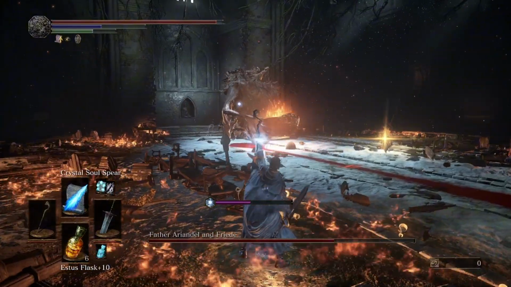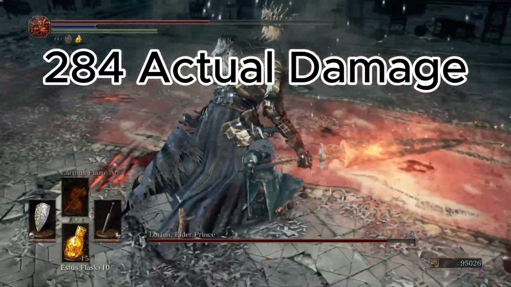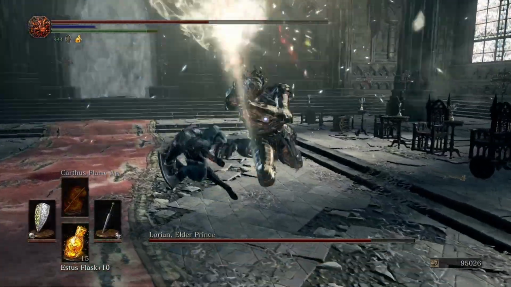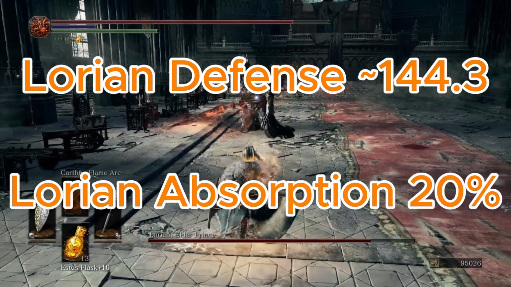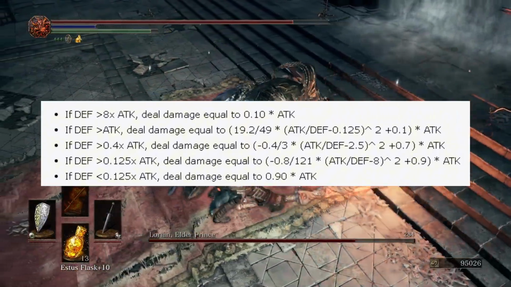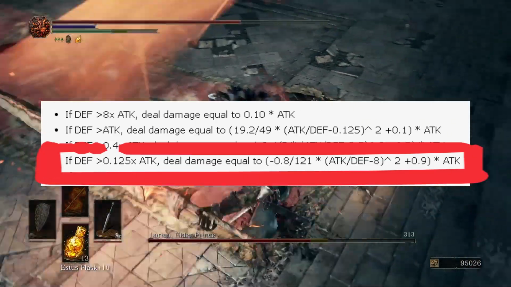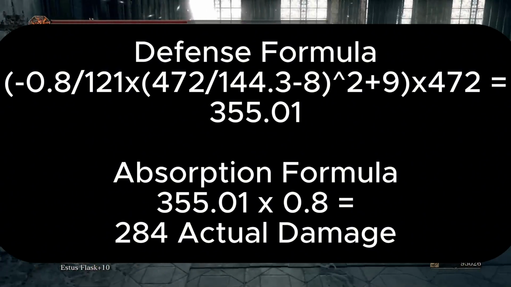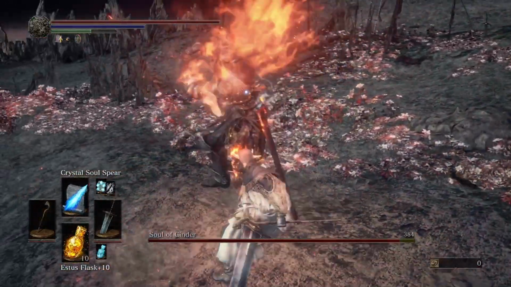So, let's look back at that example I showed earlier. Lorian took 284 damage from my attack that has an attack stat of 472. Lorian's defense stat is approximately 144.3 and has an absorption of about 20% to standard damage. If we look at the defense formula, we can see that we fit into the category where defense is greater than 0.125 times the attack value. If we run this calculation, plugging in the numbers we have, we should get around 284 damage done. This lines up perfectly with our testing and estimations.